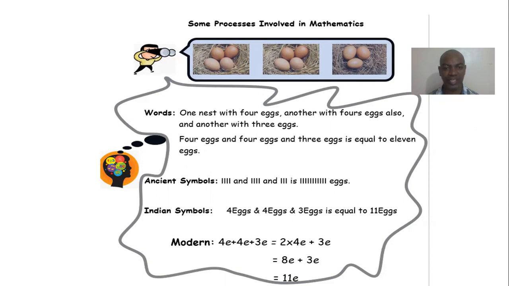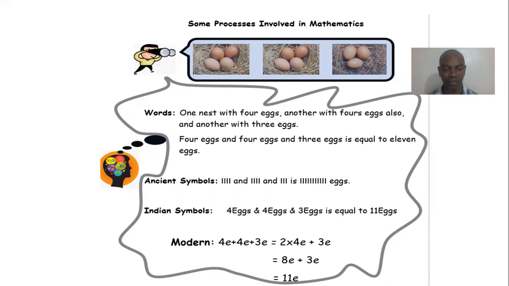Some of the ancient symbols of counting were strokes, right? Here you have vertical strokes, 1, 2, 3, 4 of them, and 1, 2, 3, 4, and 1, 2, 3, and then you're getting 11 strokes, eggs equal, okay? But then you have the other symbol, the Indian symbols of 4 and eggs, and the Latin version abbreviation of and, et, because et in Latin is and, and 4 and 3 is equal to 11.